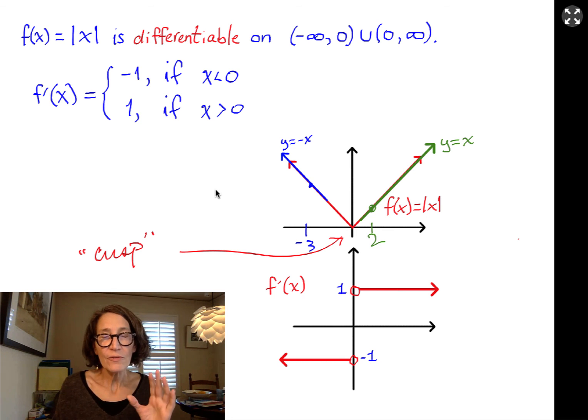So think of continuity as meaning you never have to lift up your pencil, and differentiability meaning it's nice and smooth and round and not sharp, no sharp corners. That's graphically what a differentiable function looks like.